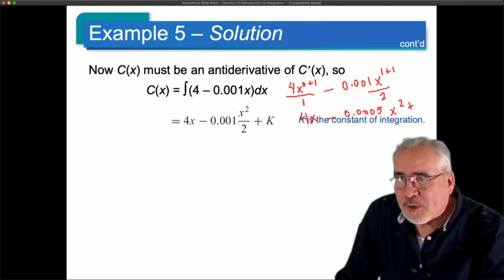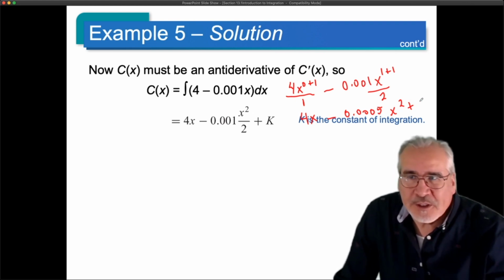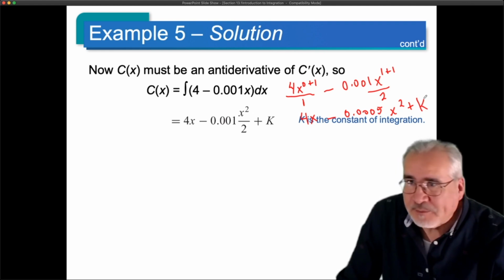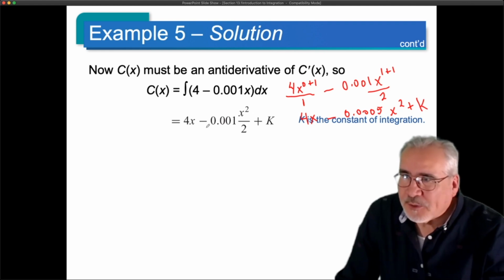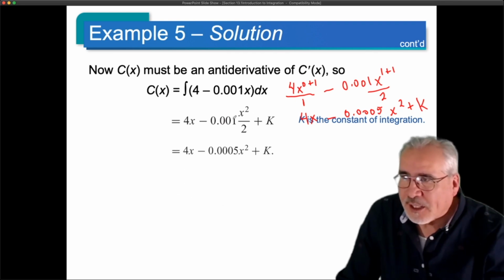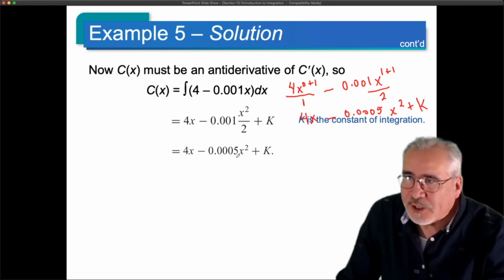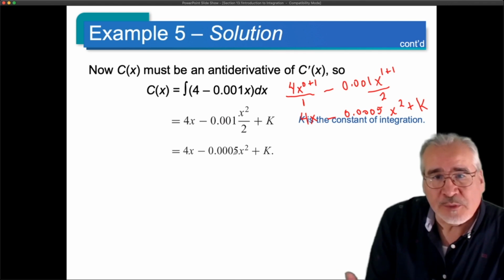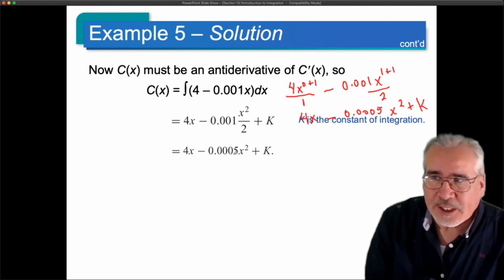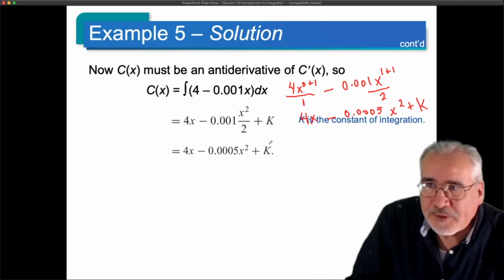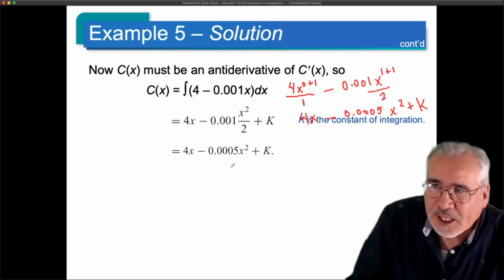But since we're using C for the name of the function, we can just get creative and call it K for constant. If you take this 0.001 and divide it by 2, in the next step they give us the full value. So that is our function. Again, it's a family of functions. We don't know what that constant, the K, is. It could be many different numbers, an infinite number of numbers. So there are a lot of solutions.